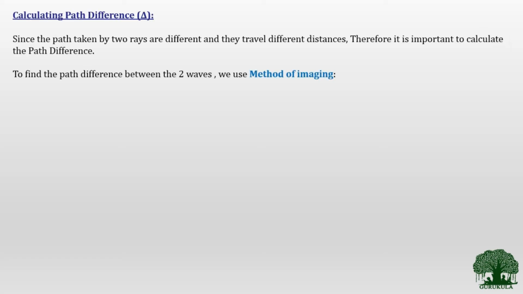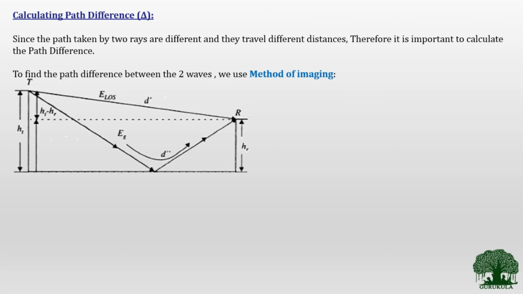So now we will calculate the path difference between the line of sight signal and the reflected signal. We already have this particular image. As you can see, the distance traveled by the line of sight signal is taken as d prime, and the distance traveled by the reflected wave is considered as d double prime. Calculating d prime will not be a bigger issue because it is a straight line, so I can easily calculate the distance traveled by this wave.